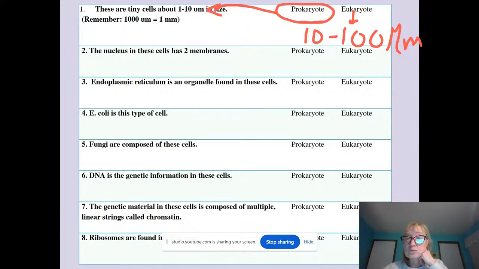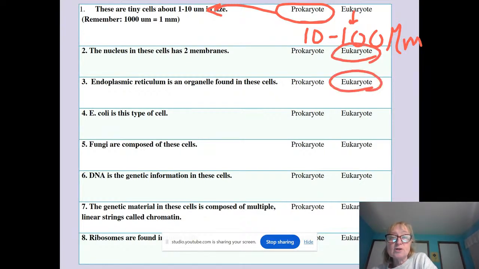Eukaryotes have a true nucleus. Prokaryotes are before nucleus. Eukaryotes are these cells that have more complexity to them. They have membrane-bound organelles. And so eukaryotes have a true nucleus, and their nucleus has two complete membranes around it. We'll talk about those membranes next.